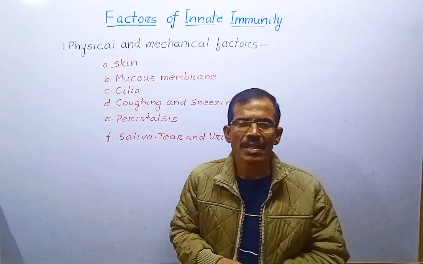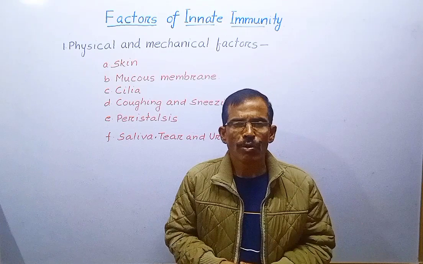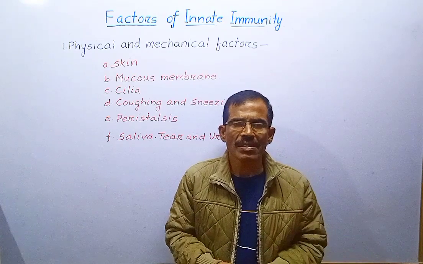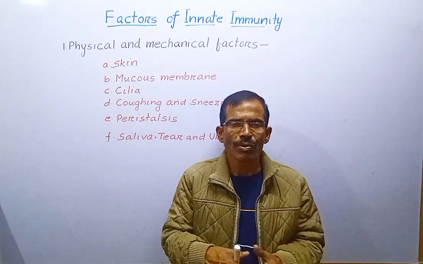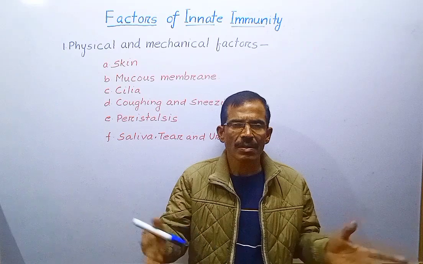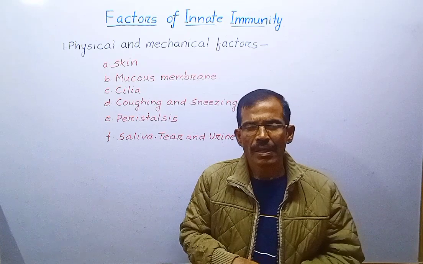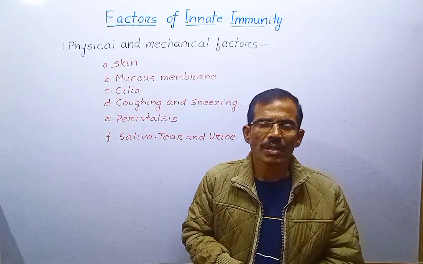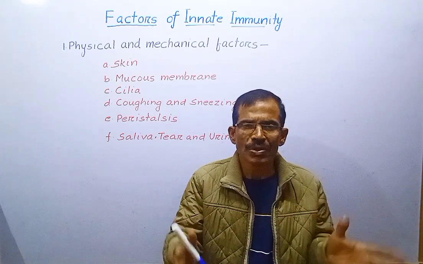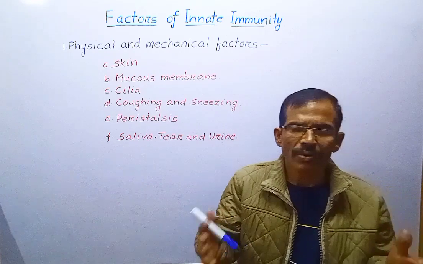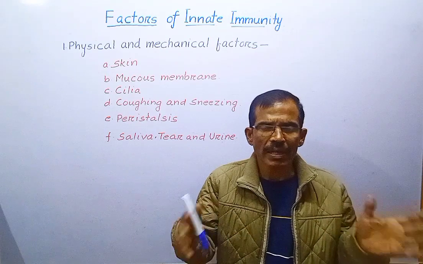Innate immunity is the defense mechanism that an individual is born with. It provides the first lines of defense against pathogens. Most of its components are present before the onset of infections. As a result, the response is immediate. It is less specific. Different factors that are associated with innate immunity are divided into 4 different groups. They are physical and mechanical factors, biochemical factors, cellular and genetic factors.